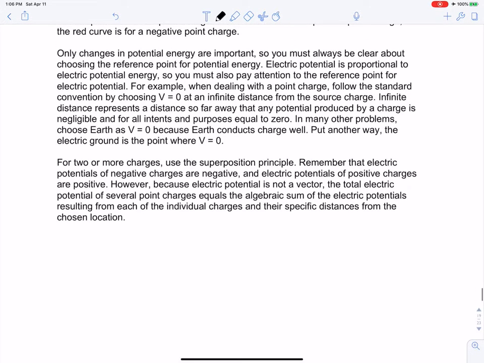For two or more charges, use the superposition principle. Remember that electric potential of negative charges are negative and electric potentials of positive charges are positive. However, because electric potential is not a vector, the total electric potential of several point charges equals the algebraic sum of the electric potentials resulting from each of the individual charges and their specific distances from their locations. This actually makes applying the superposition principle a lot easier when we're adding the electric potential to find the total electric potential because we don't need to incorporate direction.